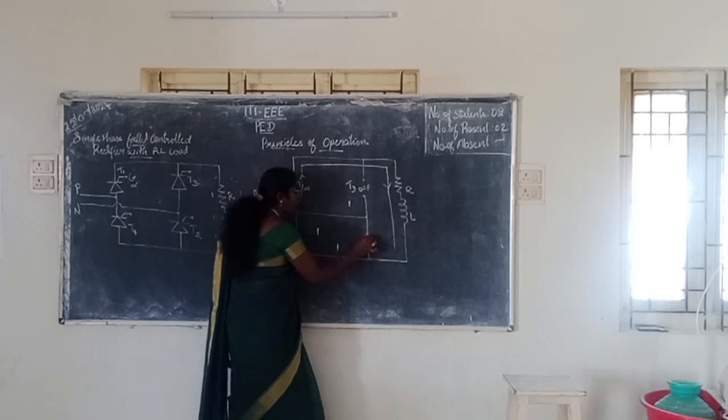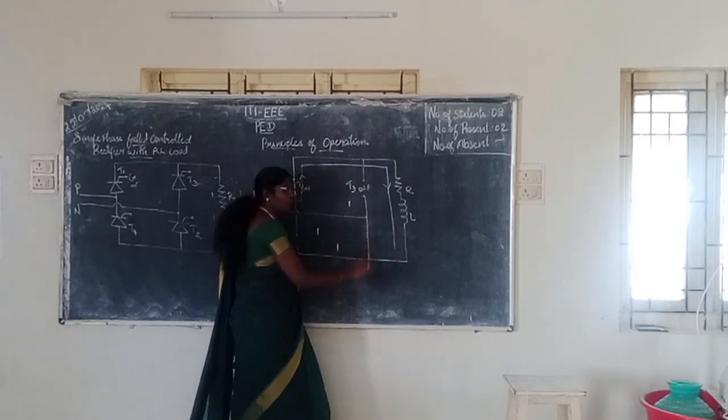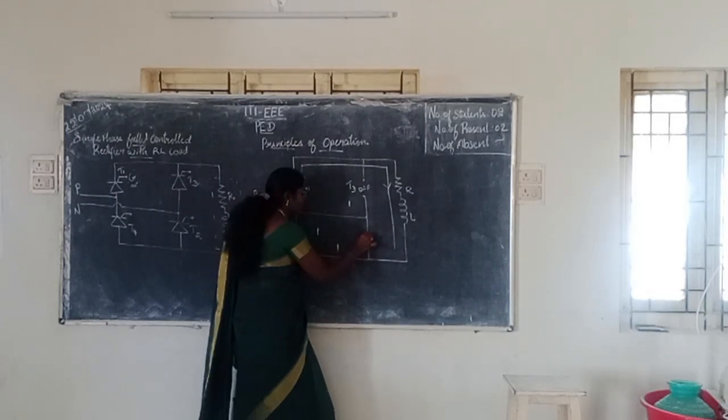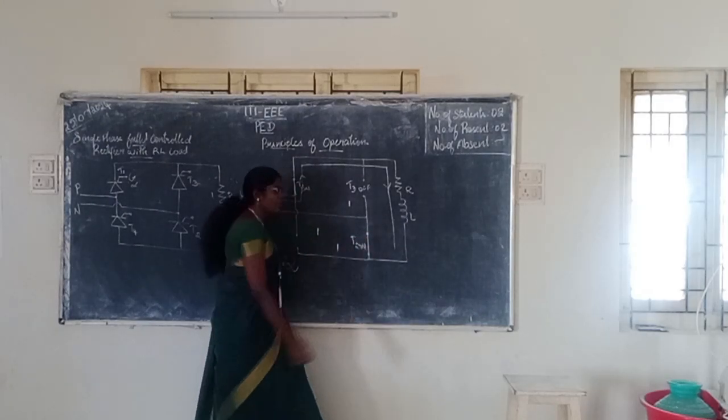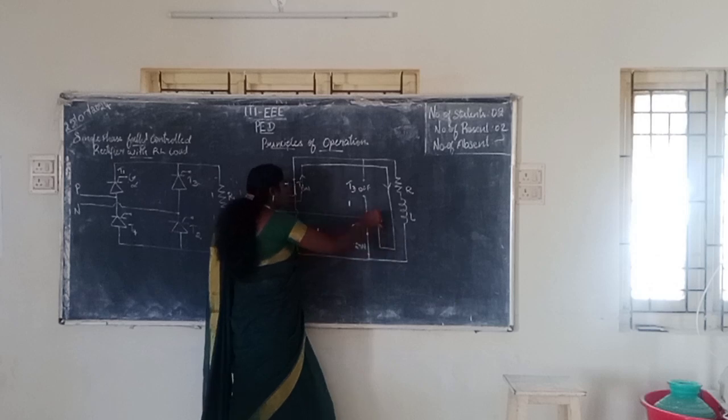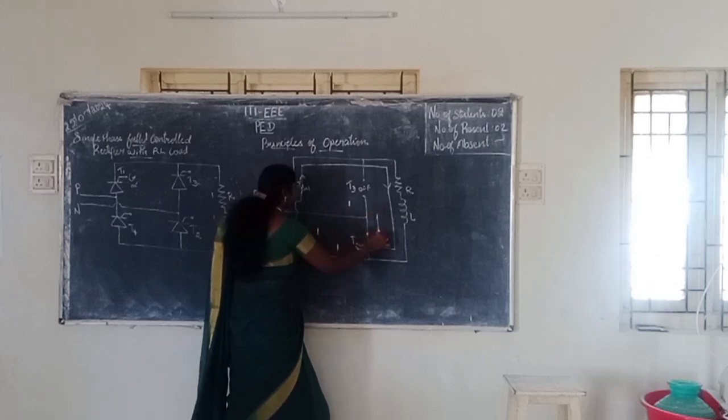Okay, so T2, what about T2? T2 will be in the on state condition. So we have to join these two lines. It means T2 is in the on state condition. So the current will flow like this.